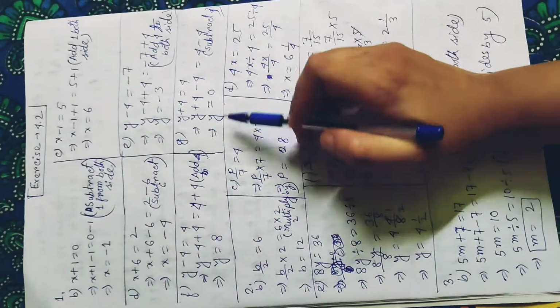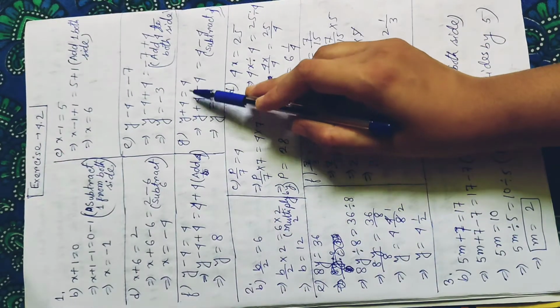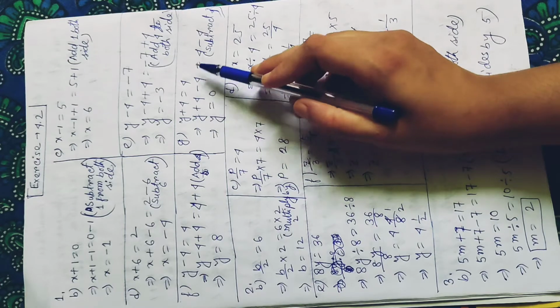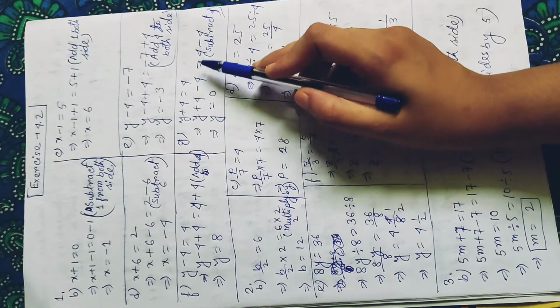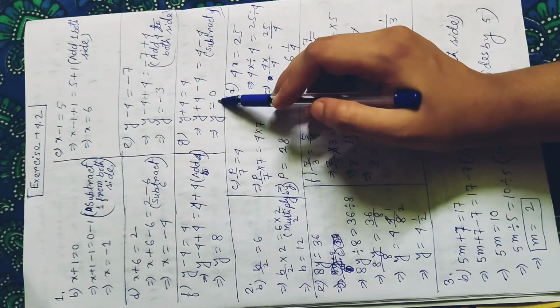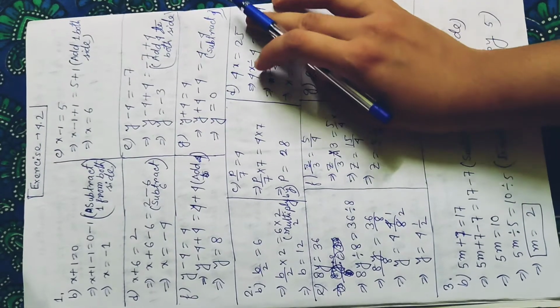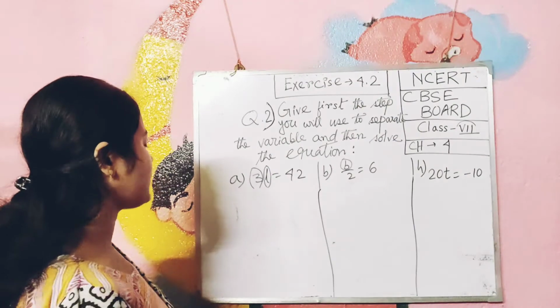Okay, then that is the G. y plus 4 equals 4. The opposite of plus 4 is subtraction, so subtract 4 on both sides. y plus 4 minus 4, on this side also minus 4. So the y value will be 0. Okay, thus question number 2 is A1.